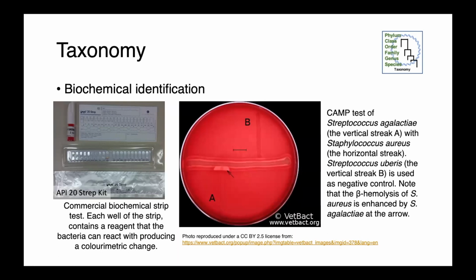In the CAMP test, we're looking for an interaction between our test organism and Staphylococcus aureus and the enhancement of the double zone of hemolysis surrounding the staph. So in this image here, you can see we have a streak of Streptococcus agalactiae with greatly enhanced hemolysis surrounding the staph here. And then we have a strep uberis on the right here, labeled B, where we have no enhancement. Strep agalactiae is CAMP positive, strep uberis is CAMP negative.